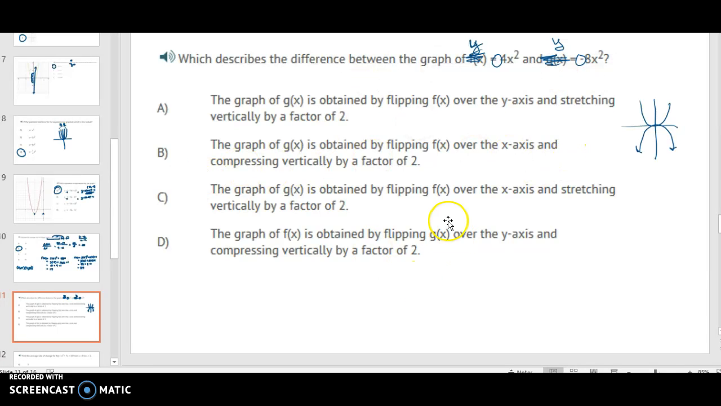So when I go through these questions, A, this graph is obtained by flipping over the y-axis. Nope, it's not A. B, this graph is obtained by flipping over the x-axis. Yes, could do that. This one's flipping over the x. Yep. And D says flipping over the y. Nope. So I am now between B and C. And all I did was look at one piece of information. So now I'm going to look at another piece of information.